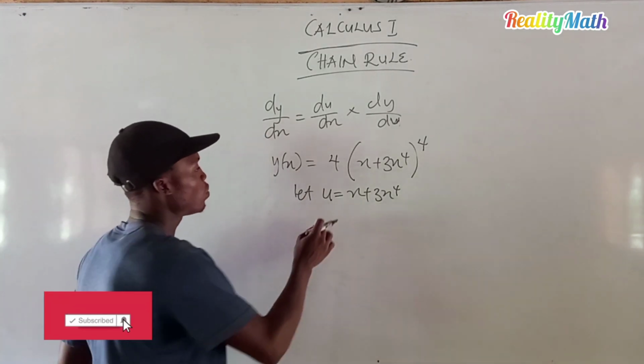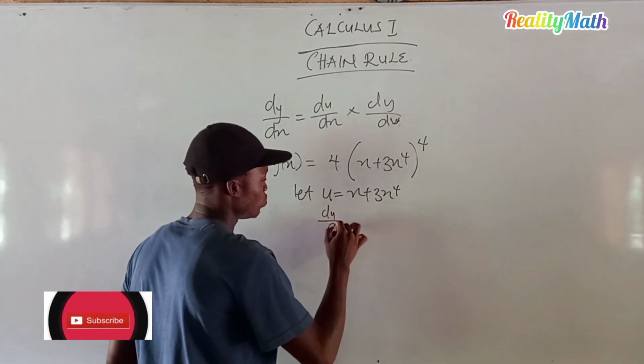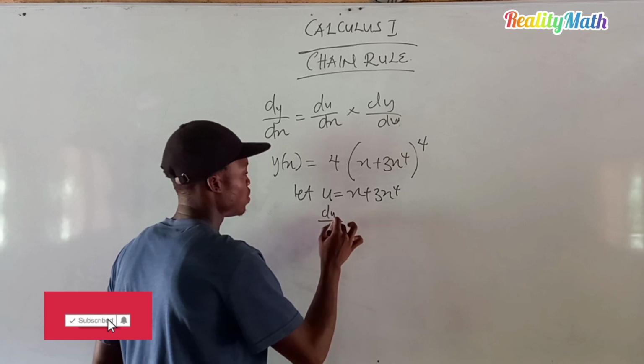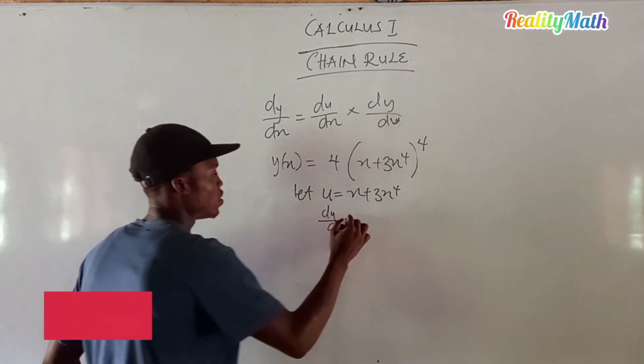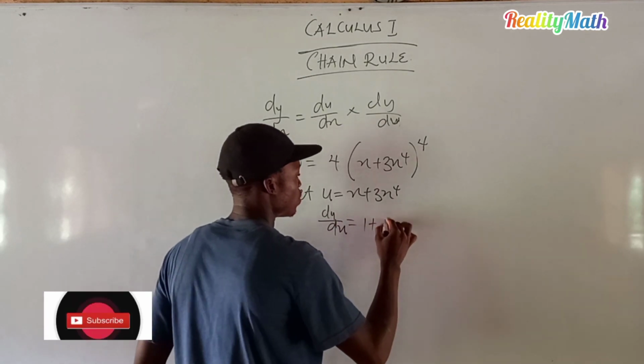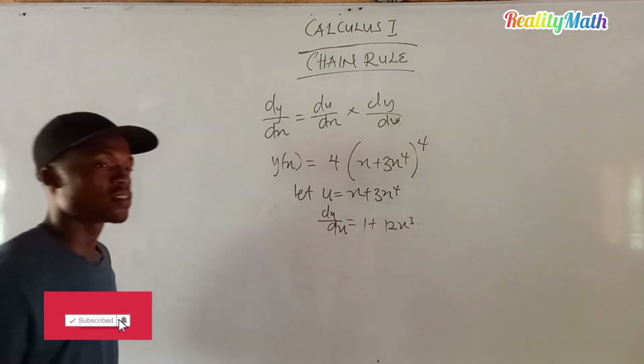So now we are going to differentiate it, which will be du/dx. So what will the du/dx give us? It will be 1 plus 12x to the power 3. That is our du/dx.